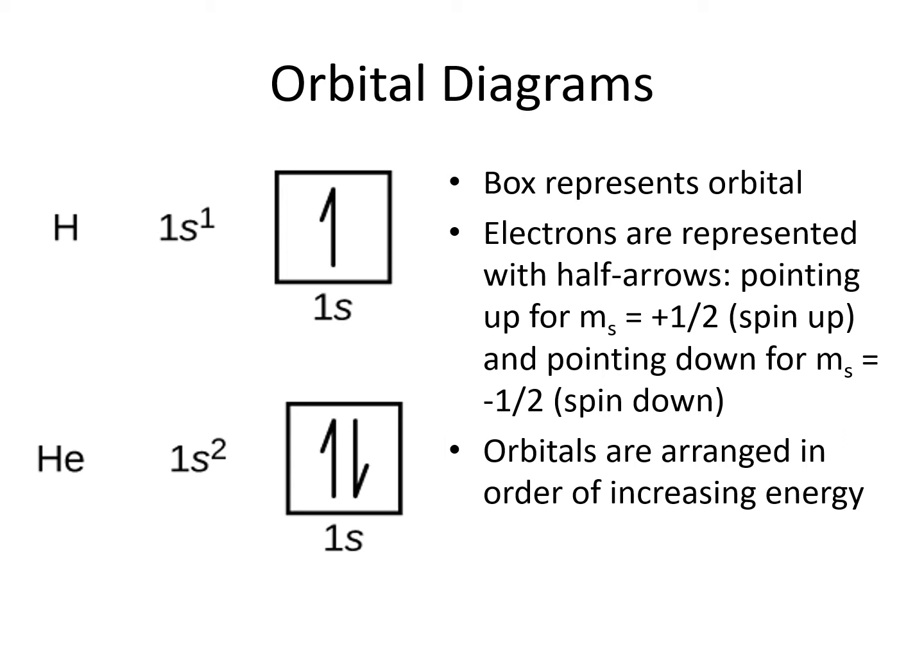Just like electron configurations, they are arranged in order of increasing energy. The lowest energy orbitals will be drawn on the bottom of the diagram, and the highest energy orbitals will be drawn on the top of the diagram. Sometimes to save space, they're drawn left to right. So lowest energy would be left and highest energy would be right.